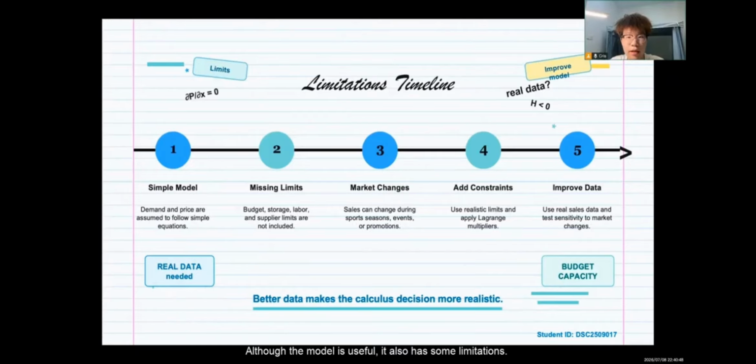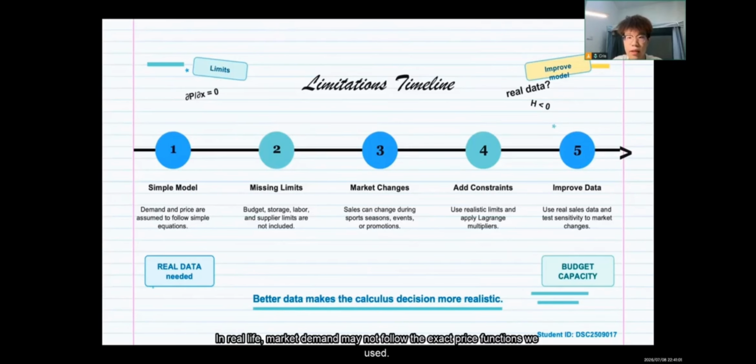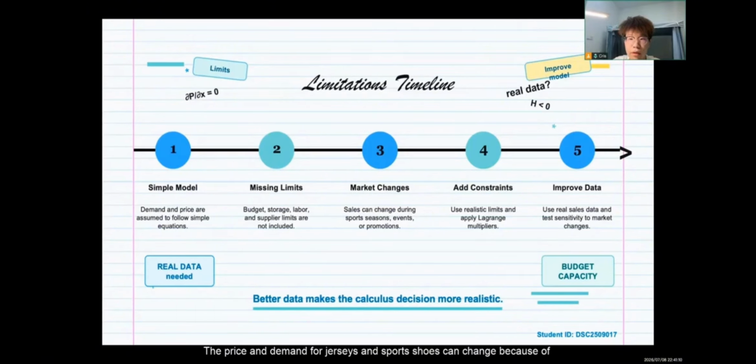Next, slide 9. Limitations and improvements. Although the model is useful, it also has some limitations. First, this is a simplified mathematical model. In real life, the market may not follow the exact price function we used. The price and the demand for jerseys and sports shoes can change because of sports seasons, fashion trends, school events, and competitions. Second, the model does not include practical constraints.